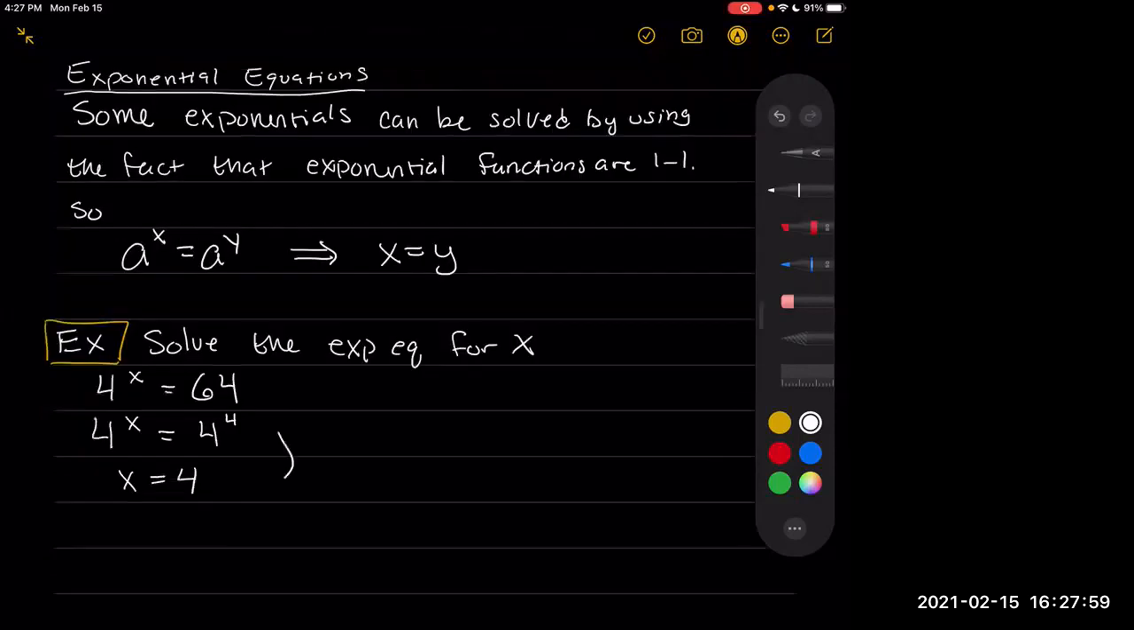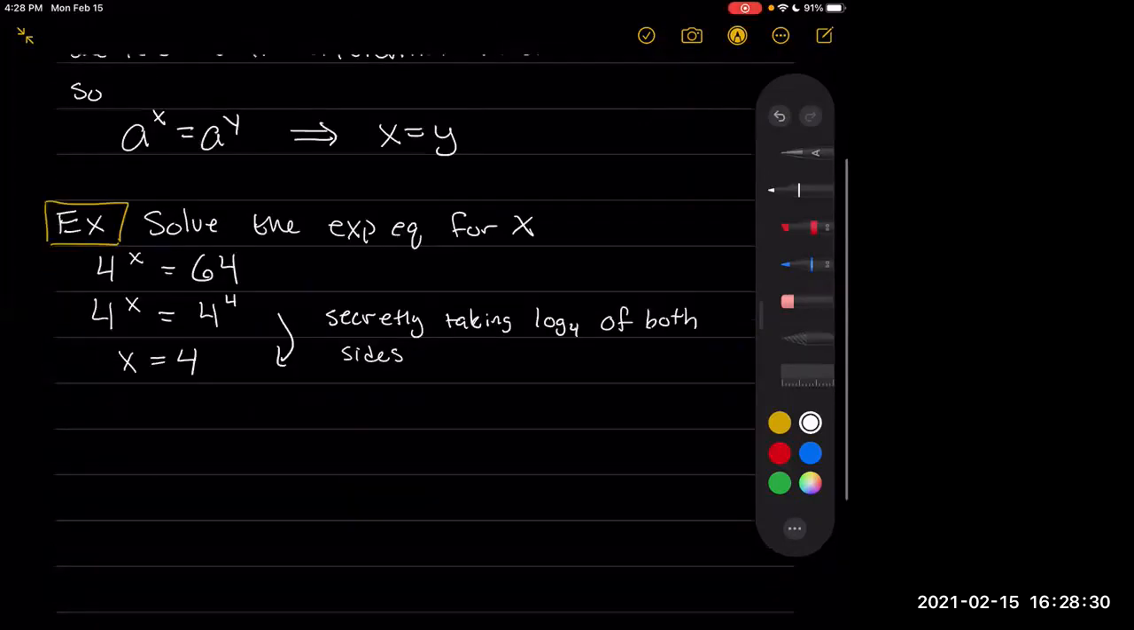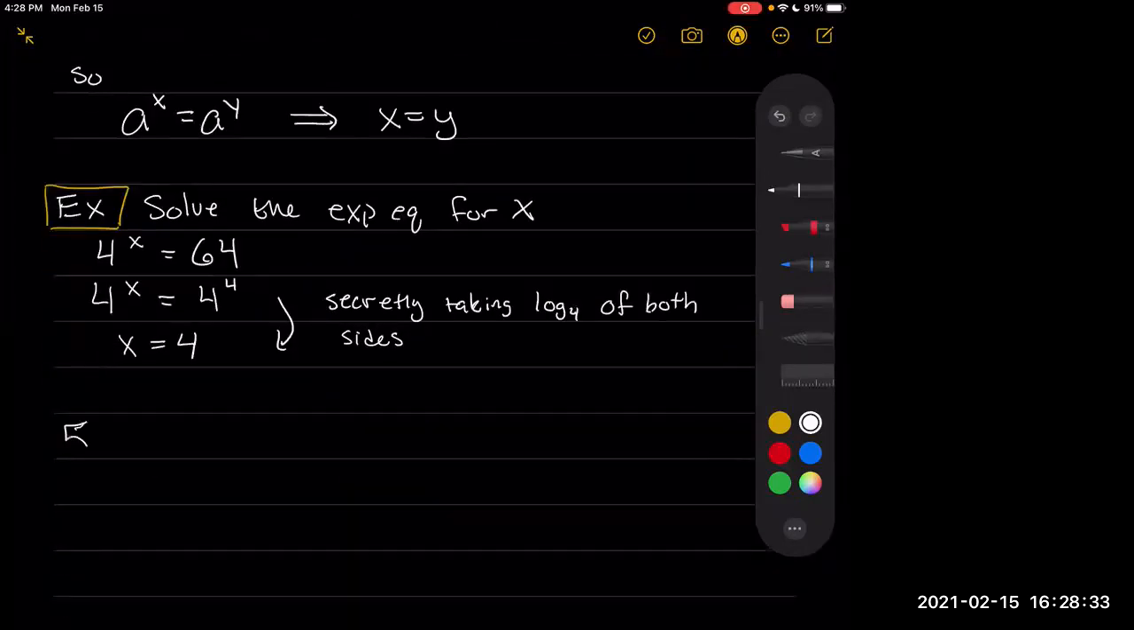And here, we're secretly taking log base 4 of both sides. That's what this step is, but since we can see that it's 4 raised to the x and 4 raised to the 4, that means that we can simplify to x equals 4. So you don't always have to show that you're taking log of both sides, but if you want to, that also is good.